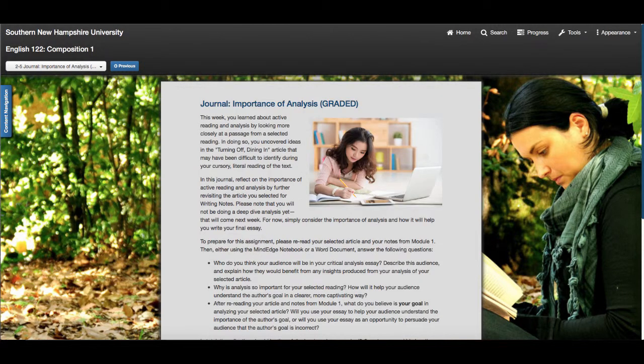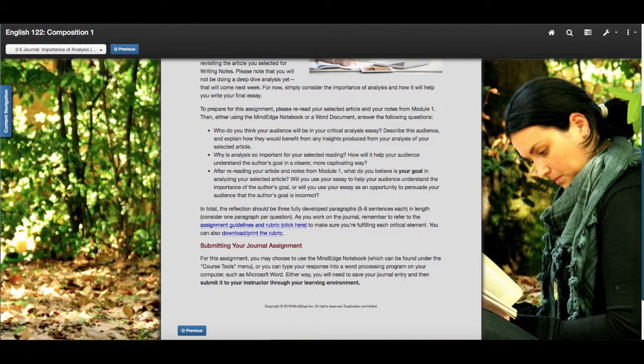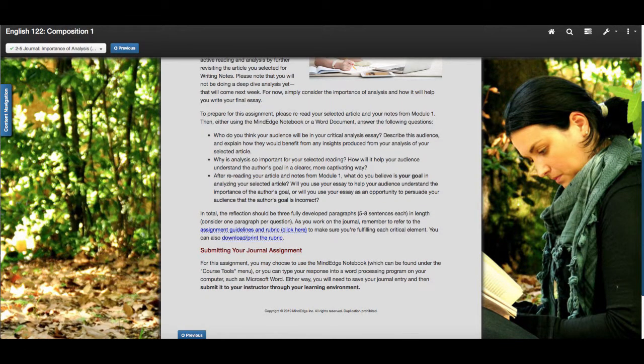Your assignment for 2-5, which is a journal entry, this is a pretty important assignment. So to complete this journal assignment, you need to go back and reread the essay that you chose for your final project. And go ahead and make sure that you reread it. You want to answer the questions: who do you think your audience will be in your critical analysis essay? Describe the audience, explain how they would benefit from any insights produced from your analysis or your selected article. Why this analysis is so important to your selected reading, how it will help your audience understand the author's goal in a clearer, more captivating way.